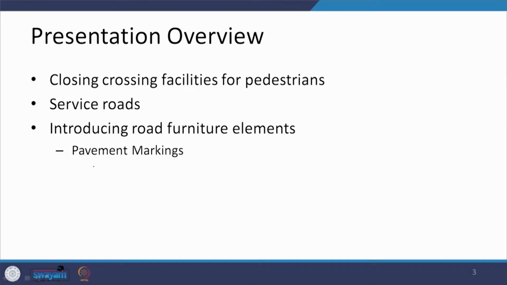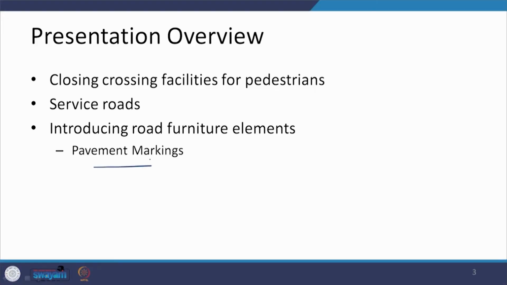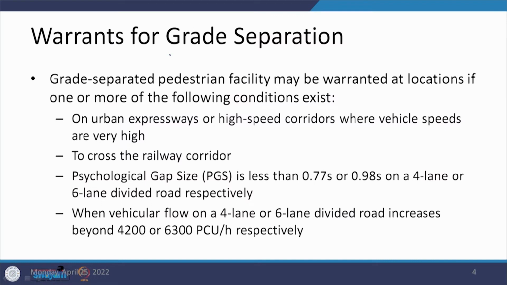Then we will move to another important element of the cross section, which is the service road. If you remember, we looked at this when we started with this particular module, where many profiles were shown to you, and many of those profiles said with or without a service road. So, the service road is quite an important aspect that needs to be looked at. Towards the end, we will have an introduction to the type of road furniture which needs to be provided, and then an introduction to the pavement markings, which we will continue in the next interaction. So, let us first of all close our crosswalk facilities for pedestrians.